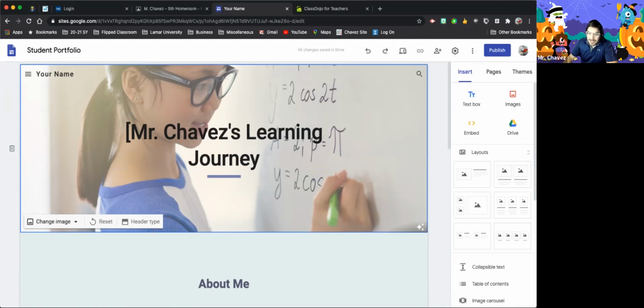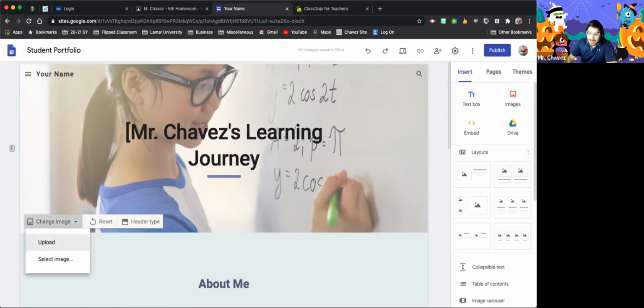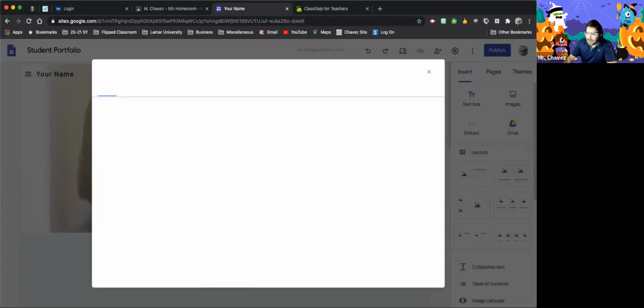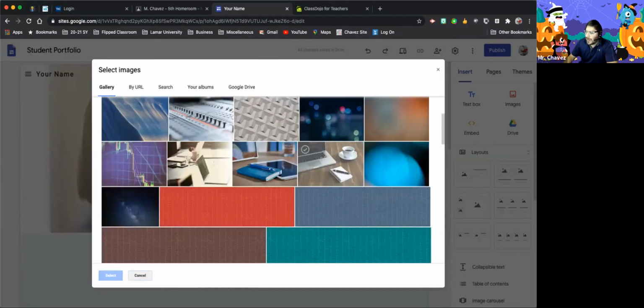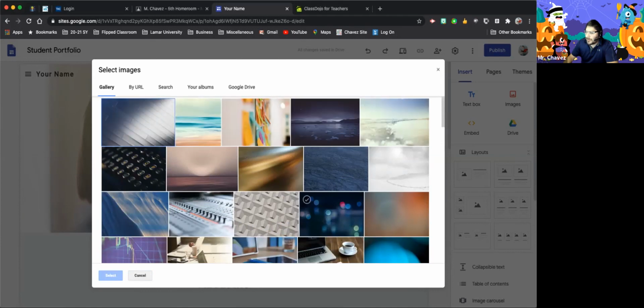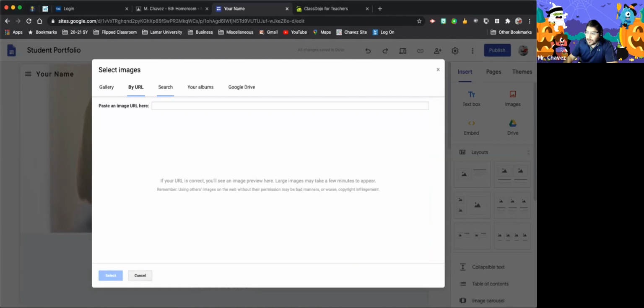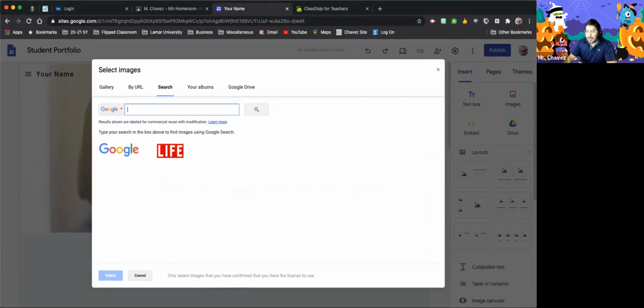Now, where it says change image, I can either upload a picture that I have saved on my computer, or I can select the image. So just for now, I'm just going to go ahead and select an image. And you see, I have this gallery to pick from here. Now, if you want to search on Google, you can go here to where it says search, and you have the bar here. So if I want to search something with technology, because for me personally, I like technology.